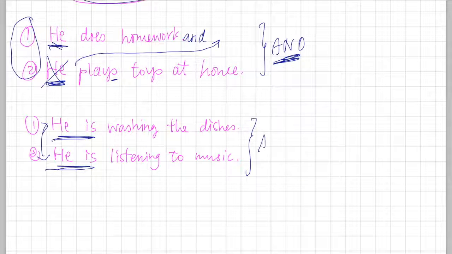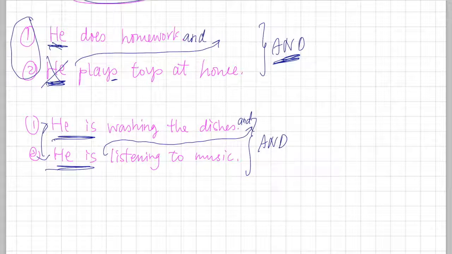Now, when we are linking them with "and", do we want to say "he is" again? No. We just add "and" here and "listen". And we put "listening" after "and". So we don't need to say "he is" anymore. "He is washing the dishes and listening to music." That's all we need to say, okay?